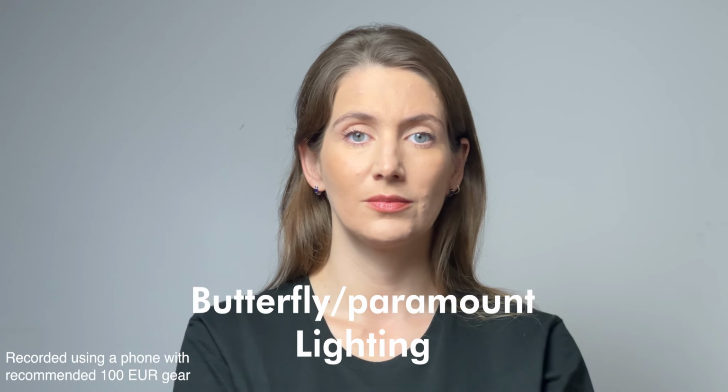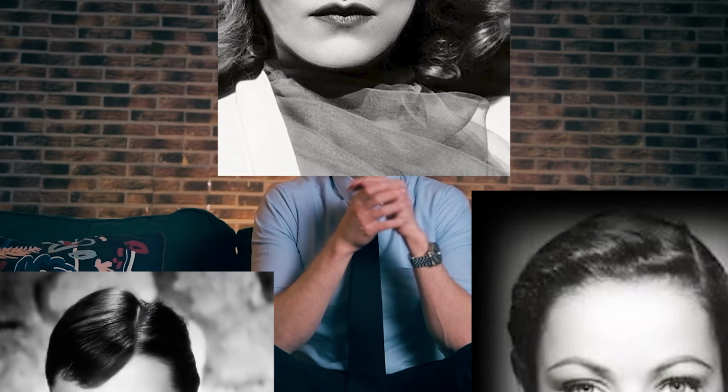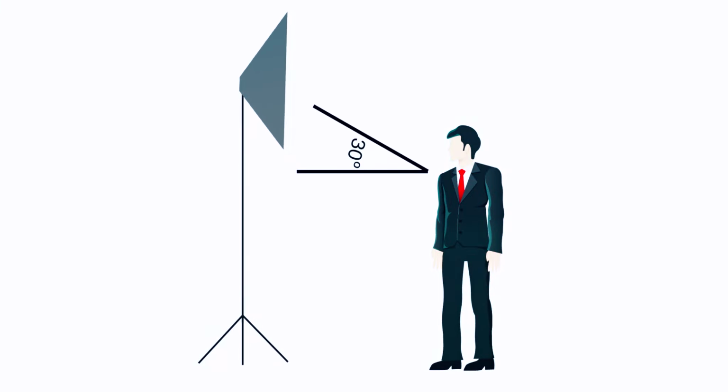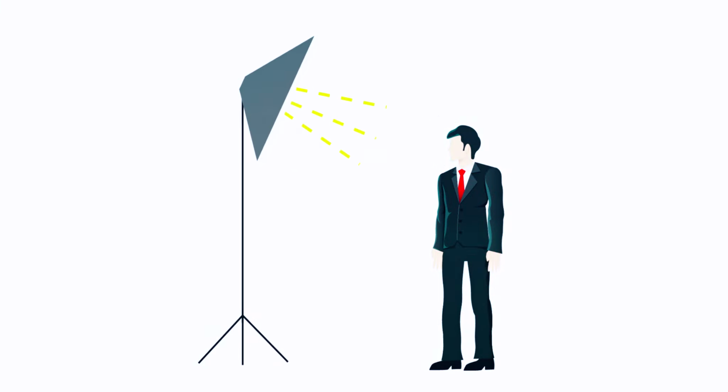And next is paramount lighting. This lighting is perfect for beauty shots. It was mainly used on women back then, and still now. And it's a lighting method where you simply put the light in front of your subject, and you raise the light up until it's 30 degrees pointing down to your subject.